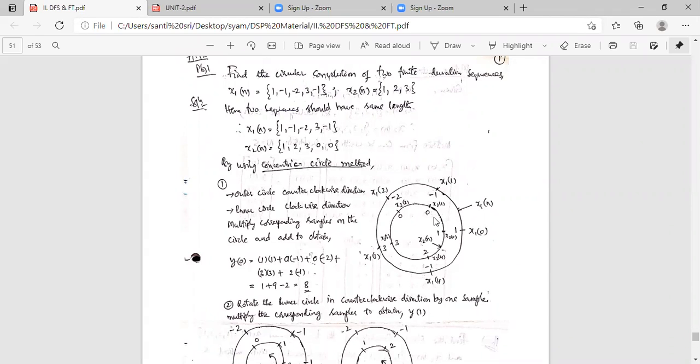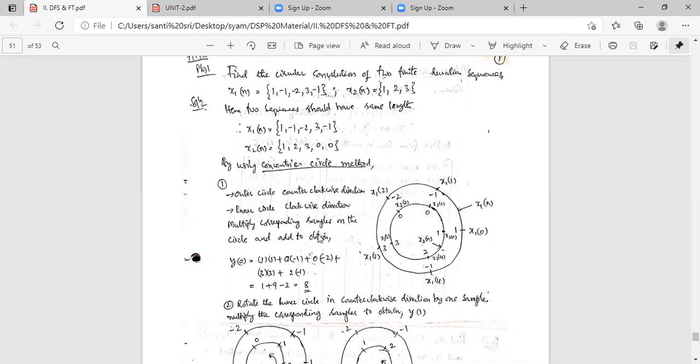And we will take the x2 of n values in clockwise direction. x2 of 0 is 1, x2 of 1 is 2, x2 of 2 is 3, x2 of 3 is 0, x2 of 4 is 0. Like this, this is in clockwise direction, and the outer one is in anti-clockwise direction.